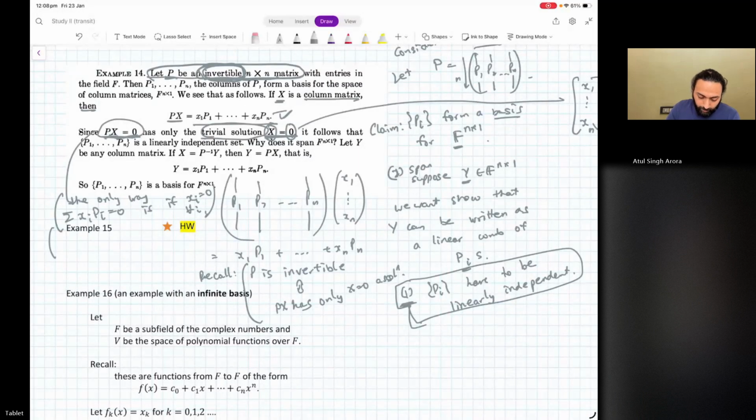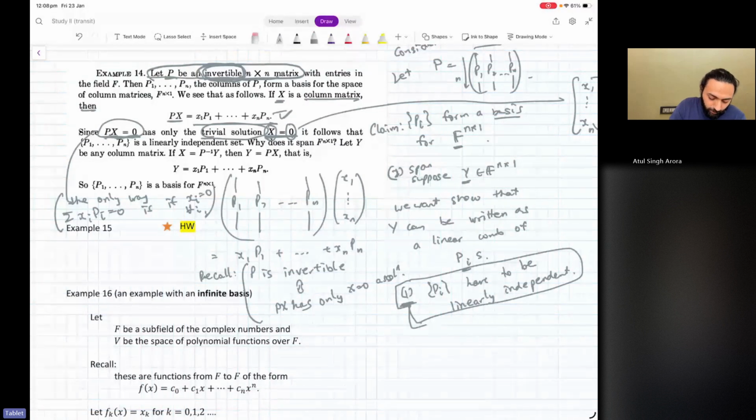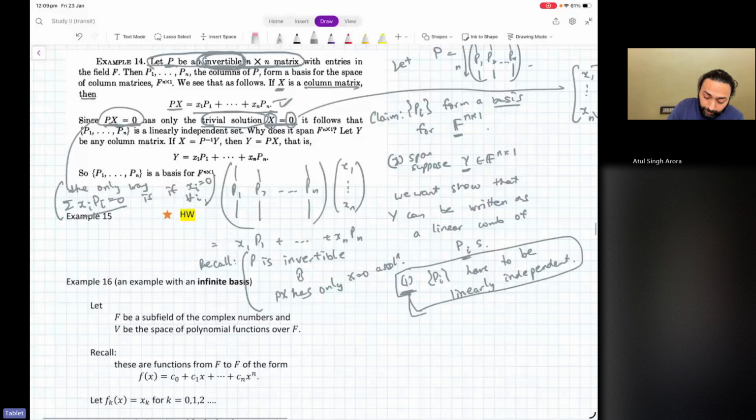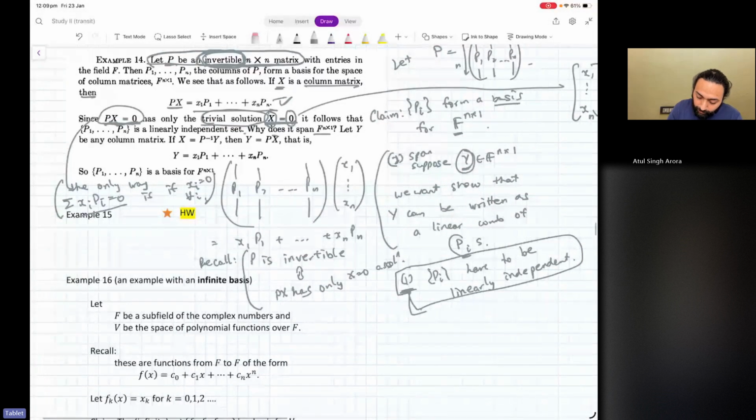Yes, sir. Right? Because to show linear independence, we just have to show that the only way to get this 0 is if all the x's are 0, which is what we've done. Okay. So part 1 is done. Part 2 is asking what? It's saying we have to show that it spans, right? We have to show that for any y, I can write y as a linear combination of pi's, right? That would mean that using pi's, I can span the space of Fn cross 1.